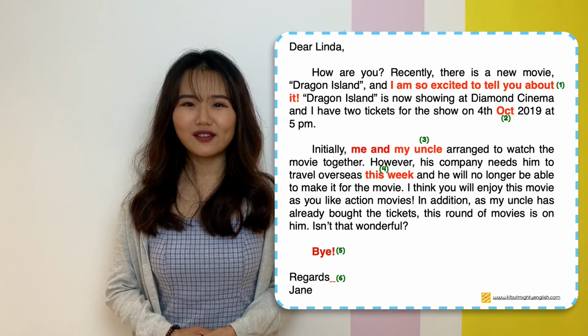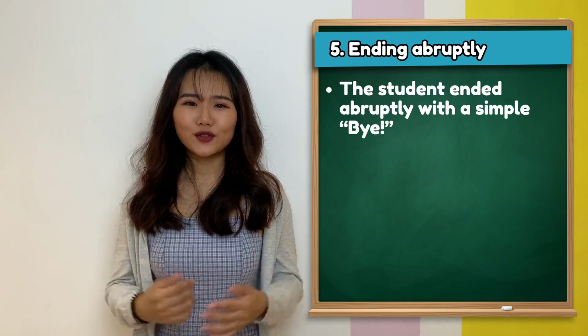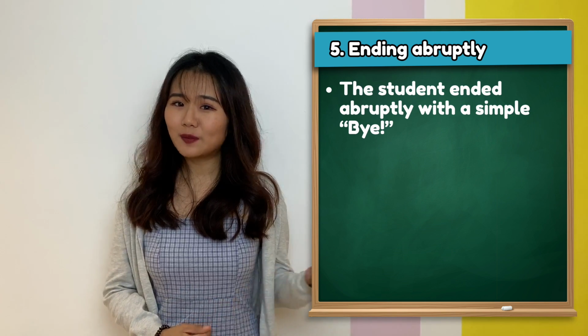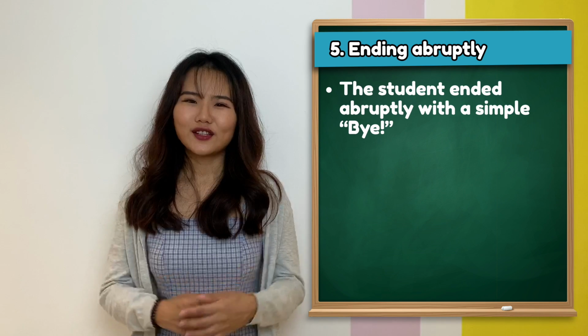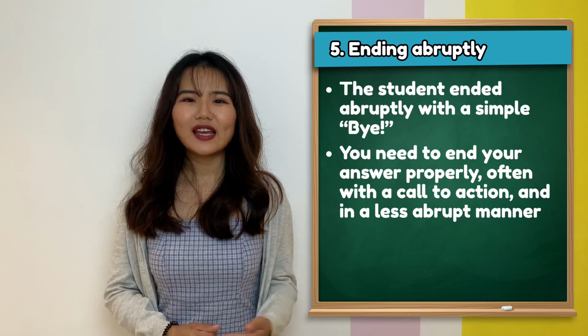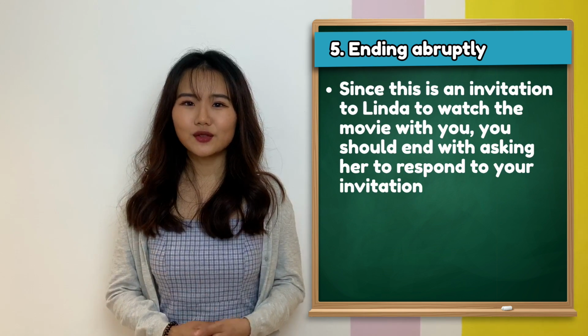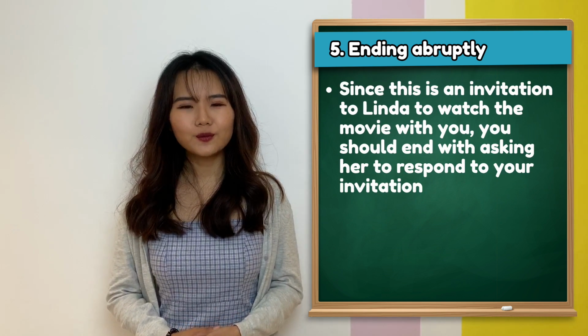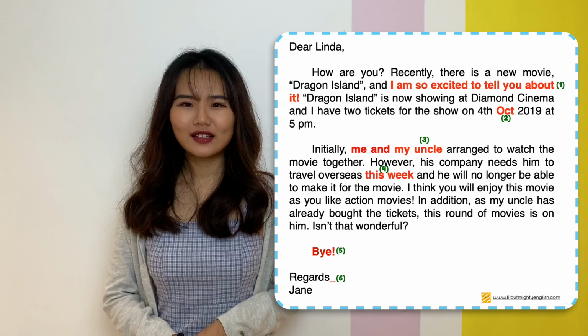Fifth, the student ended abruptly with a simple bye. What's Linda supposed to do after reading this email? Simply turn out at the movies without even replying? Of course not. You need to end your answer properly, often with a call to action and in a less abrupt manner. Since this is an invitation to Linda to watch the movie with you, you should end by asking her to respond to your invitation.